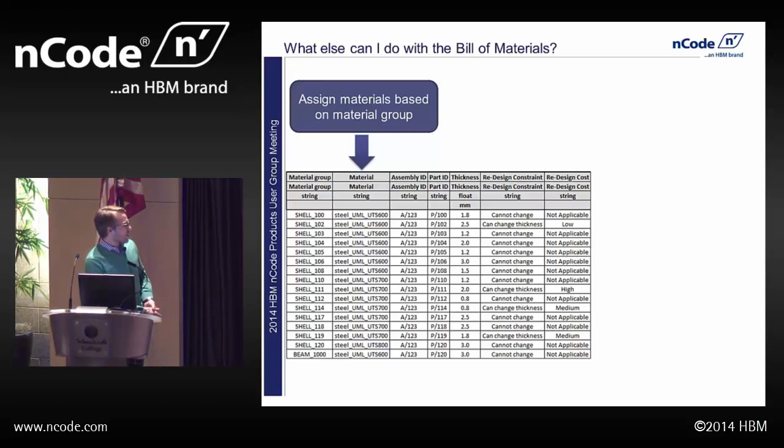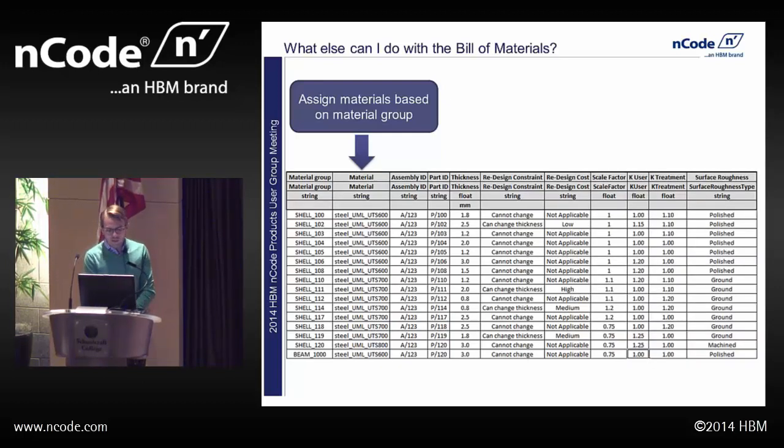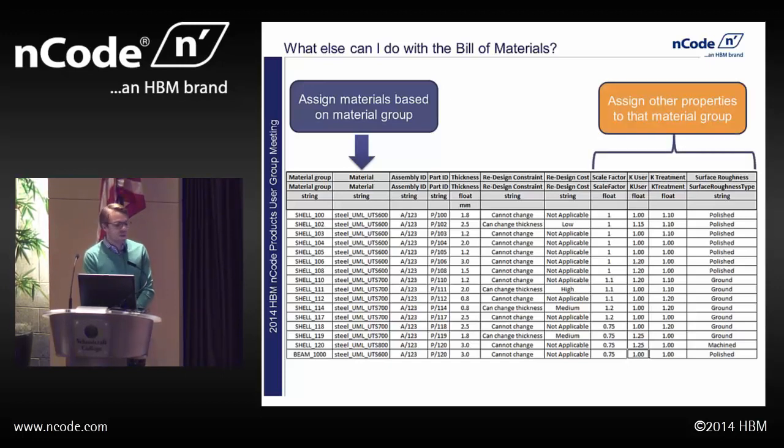Over here, I've got a bunch of information just coming along for the ride, but it would be nice if there's other information that DesignLife could assign for me as well. So if I were to expand this table a little bit and think of some other things that I want to assign as well, you can think of scale factor if there are scale factors you need to apply to the loads on certain elements, or K user if you have a user-defined surface correction factor, or a K treatment or surface roughness. Okay, you can drive all of these properties through this Excel sheet right here, just by feeding it to your analysis glyph. Okay, so it becomes quite useful and quite a time saver as well.